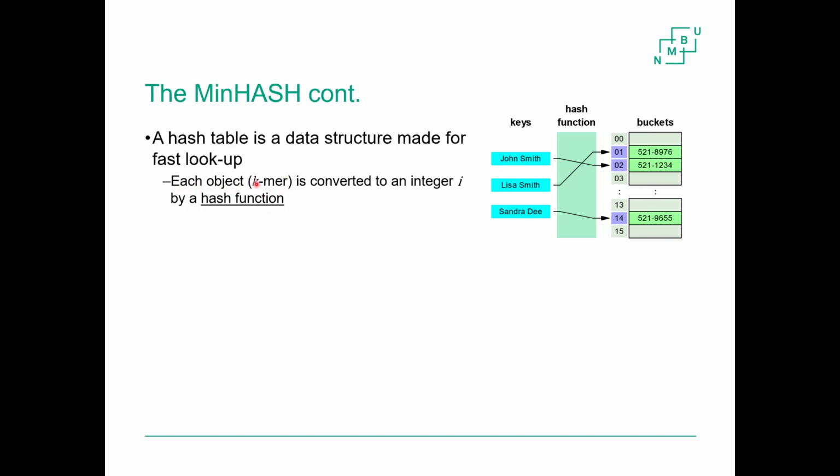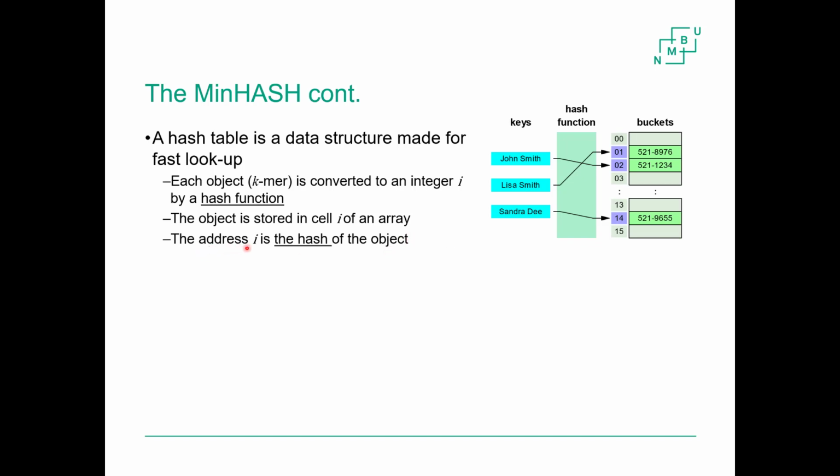So each object, in our case a k-mer, so replace the names here with k-mers. They are also text, right? Each k-mer is converted to an integer by a hash function. That's what we see here. And then the information about the object is stored in cell I in this array, right? The integer we get is an index indicating which element in this vector we should look into. So this makes the lookup extremely fast.